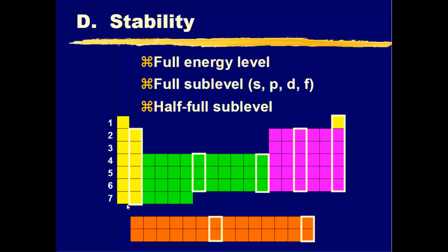The full energy level, the noble gases, are the least reactive. Full sublevels are the next level of stability. And finally, half-full sublevels. If an element has none of these configurations, it just doesn't have extra stability. It's probably an element that will do some chemistry and some chemical reactions.